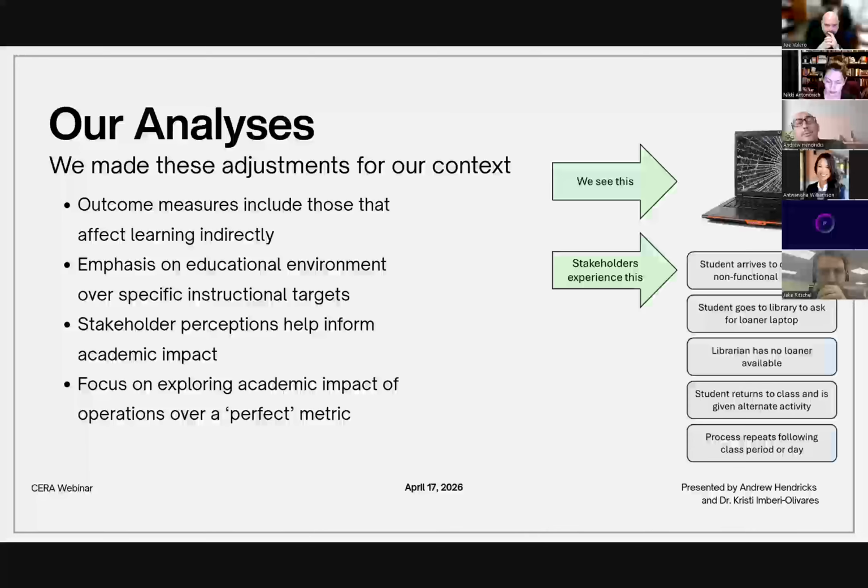And that's why it was very challenging to say, okay, if we were to reduce the broken laptops, will students get better at finding the main idea or being able to solve an algebraic equation? It's not so one-to-one, but there is an instructional component, and it was very important for us to honor that and try to draw that connection, while also recognizing we might not be able to find a perfect metric that captured that relationship. So that's where we really leaned on stakeholder perceptions to help inform the academic impact of these more operational programs, and emphasized the educational environment over specific instructional targets, right? Because we know that relationship exists, but we also recognized that finding the perfect metric to capture it might be quite challenging.